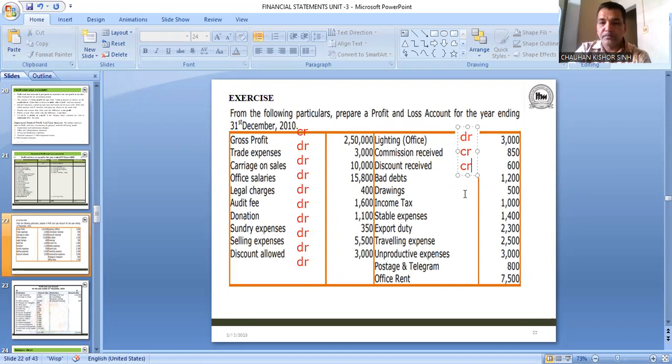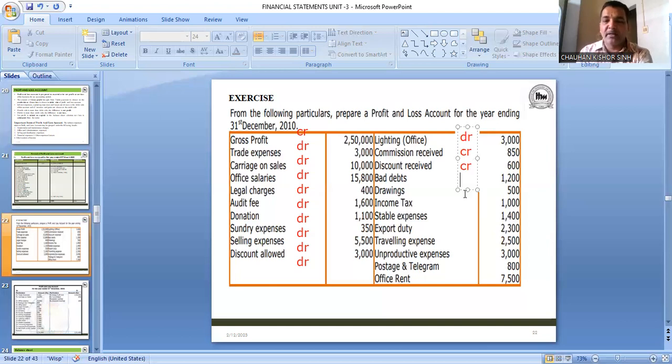Then bad debt. What is bad debt? In our first lecture, I have very clearly mentioned that when we make credit sales, some of the customers do not make payment. They deny that they have money and say they will not make payment. Suppose I sold goods of 60,000 to one of my customers and he made me a payment of 50,000. Out of 60,000, 50,000 is already received. But he is now not paying 10,000 rupees to me in spite of several reminders sent to him.